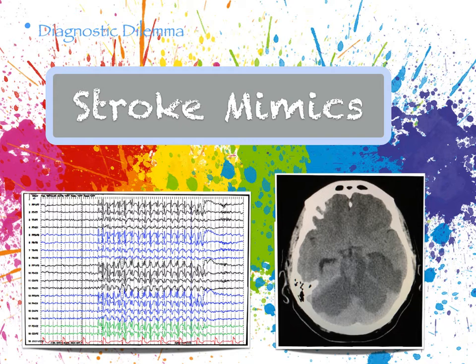Now, stroke mimics are really common in stroke literature. They're frequently fought over, and usually because concern about stroke mimics is one of the reasons we don't give TPA, and neurologists and people who are paid by drug companies really want us to give TPA. Okay. Once again, there's a whole debate here, but let's go over some of the things that can look like a stroke, and there are lots of them.